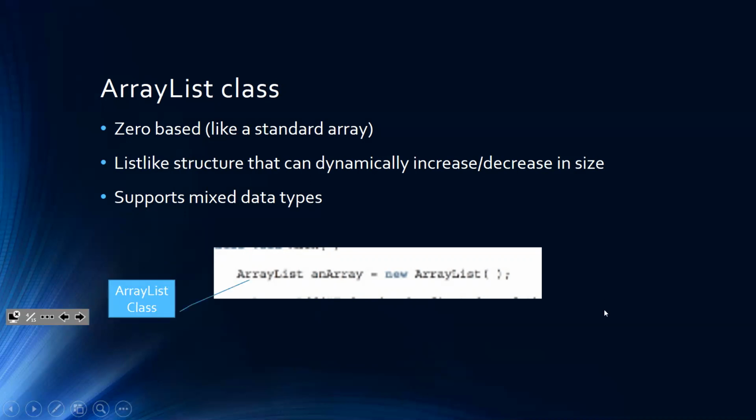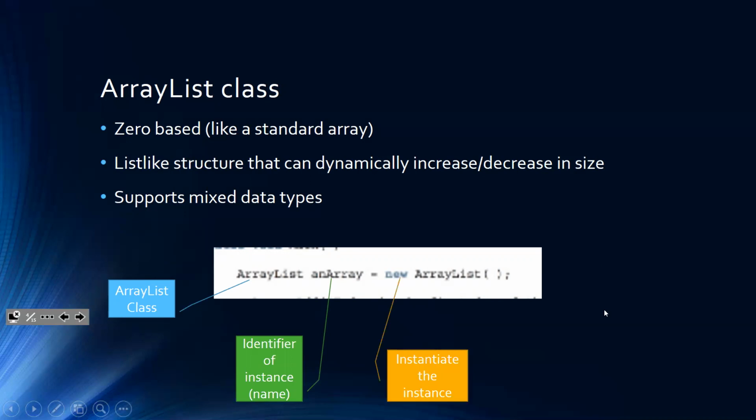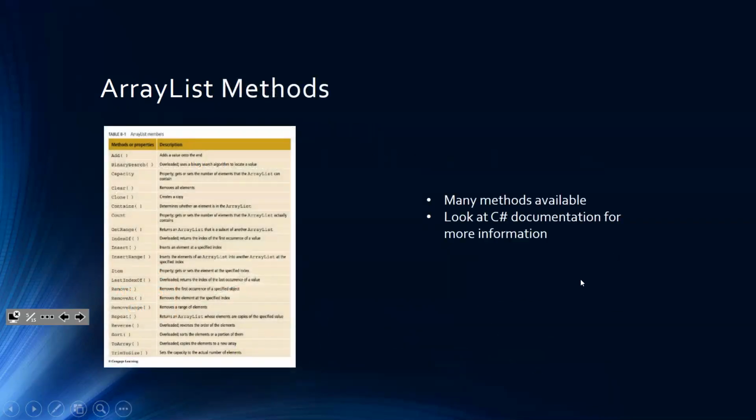Now, when we're creating an array list, we're going to specify that it's the ArrayList class. We're going to give it an identifier, and then we're going to instantiate the array list. So a lot like an array, but notice we don't have to specify any sort of size because it's just going to be dynamic. Now, the array list, being that it's a class available to us through C#, has several methods available to us.